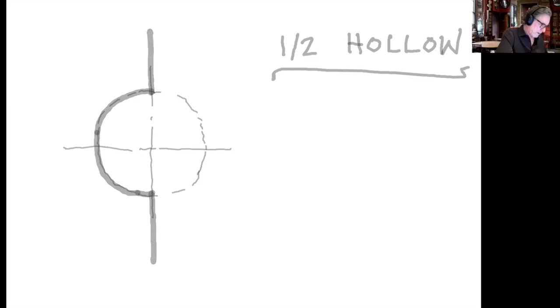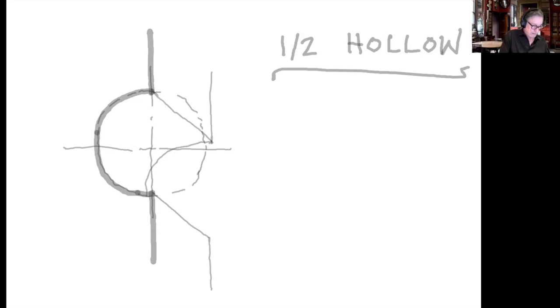We can draw 45s again to give it a 3D character. And we can draw this up here. And then we'll just kind of connect the dots like that. And that's our half hollow.